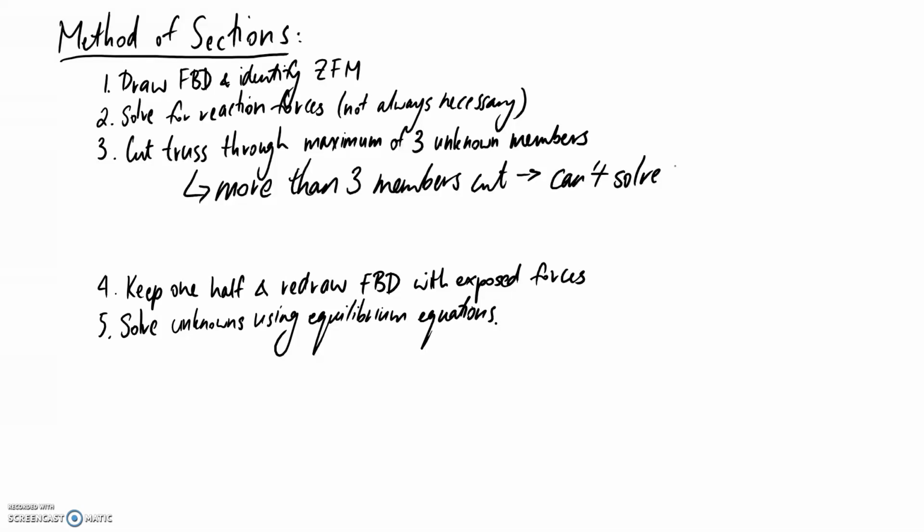So you need to make sure that you limit yourself to a maximum of 3 unknown members, and I should clarify this, unknown members. If you know what they are, then it's fine. The other point that I need to make is that the truss must be completely separated.